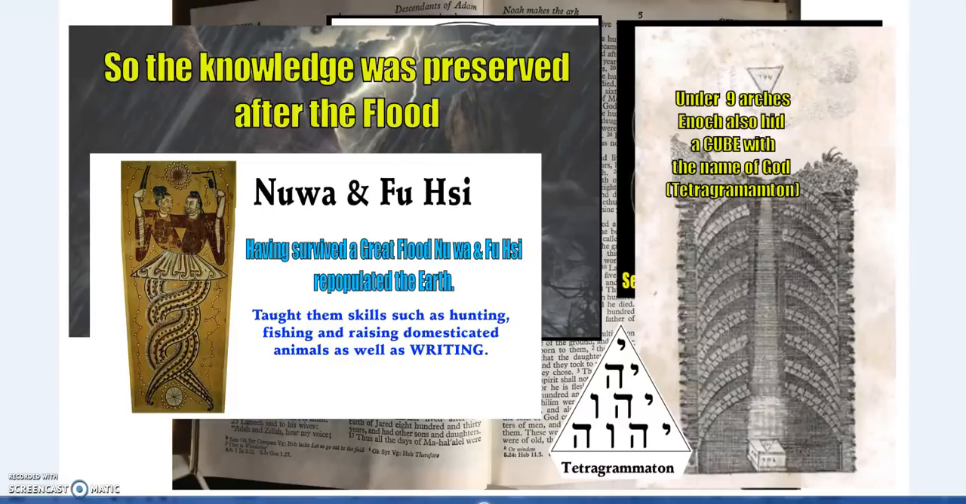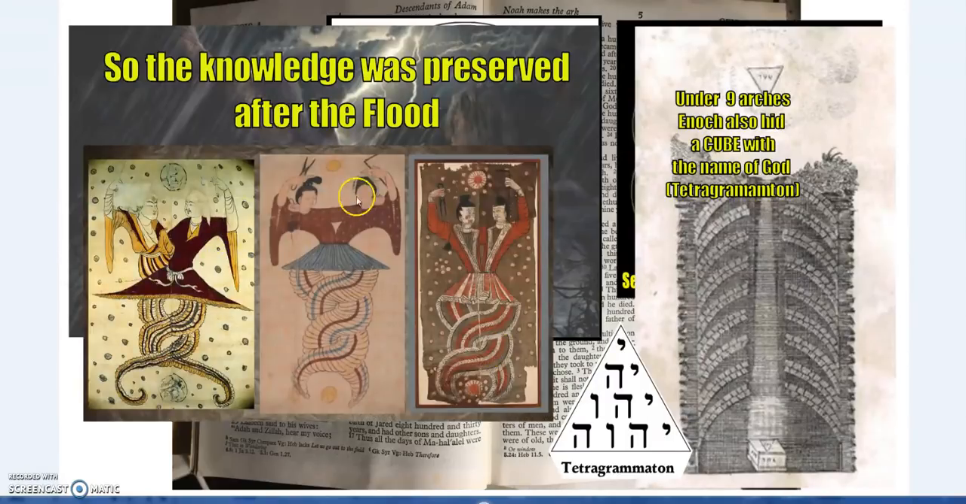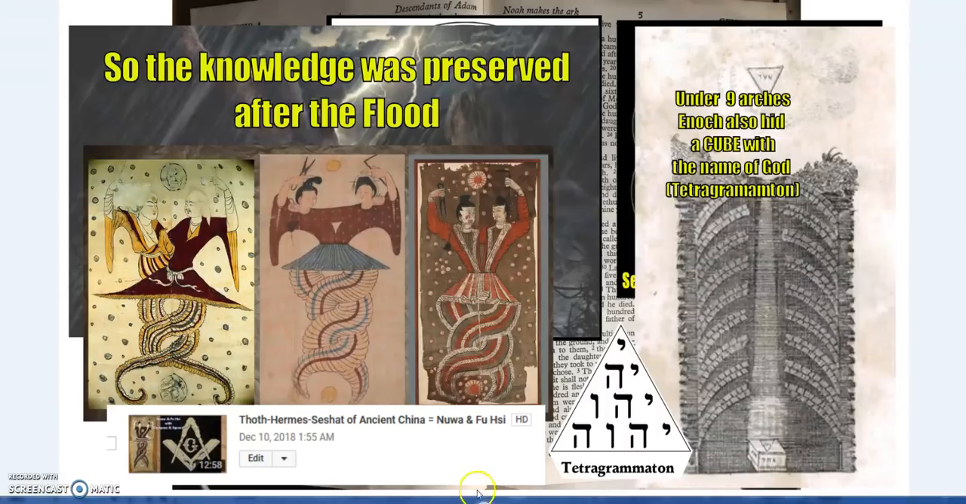Now, Nuwa and Fuxi, they survived the great flood. They repopulated the earth. They taught skills such as hunting, fishing, raising domesticated animals, writing, marriage contracts, also silk, weaving, and to make fabric, just like Tubal-Cain's sister. And this is China, and also notice the twin snakes, just like the Caduceus. Different depictions of Nuwa and Fuxi. I'll put a link. I did a video on this as well.